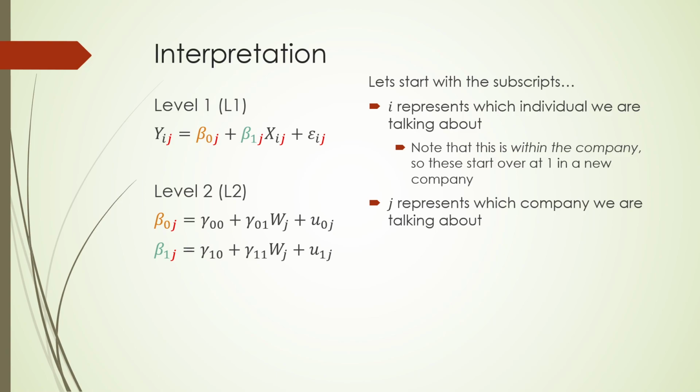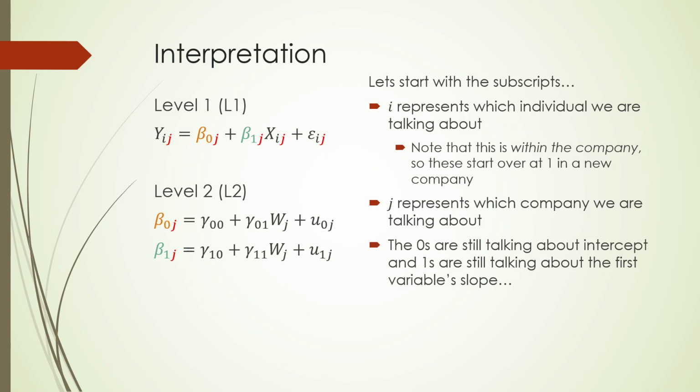J is going to represent which company we're talking about. So if J is equal to 1, we'll be talking about the first company. If J is equal to 2, we'll be talking about the second company, etc. And so if I think of Yij, I'd be thinking of the outcome for the ith individual within the jth company.